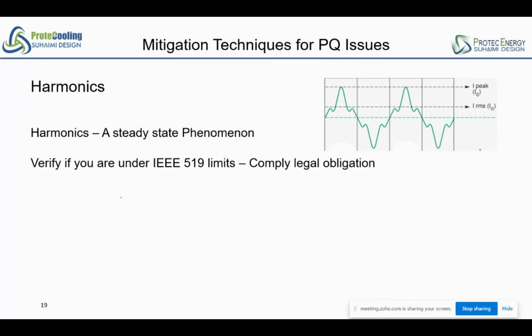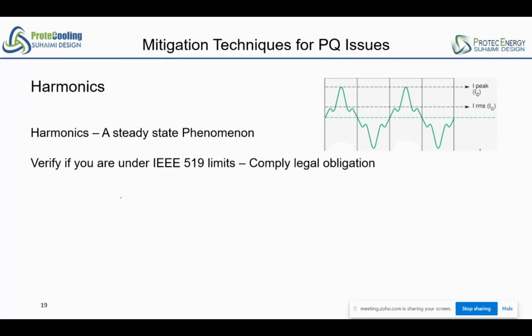So first thing, whenever we are dealing with harmonics, the first thing we need to do is verify whether we are under IEEE 519 limits. We need to comply with the legal obligations. So IEEE 519 2014, that is the legal obligation that we need to follow. And this we have seen in detail in the last webinar.